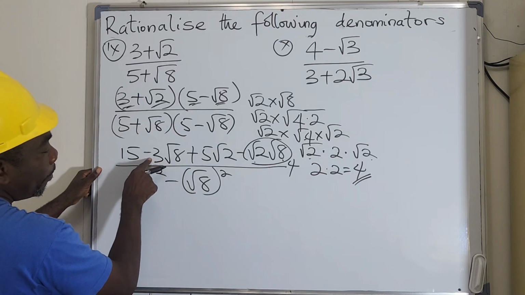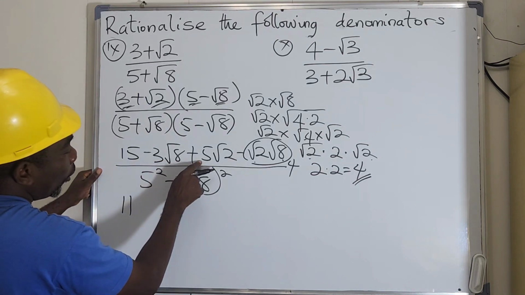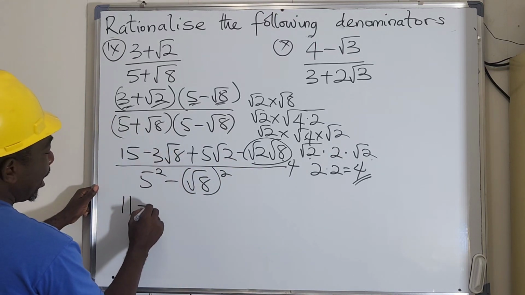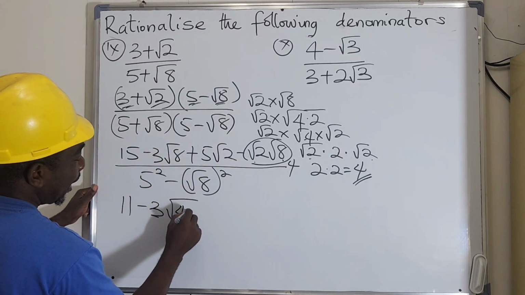Then we have minus 3 root 8 plus 5 root 2, which is the same thing as, this place will become minus 3 root 4 times 2.